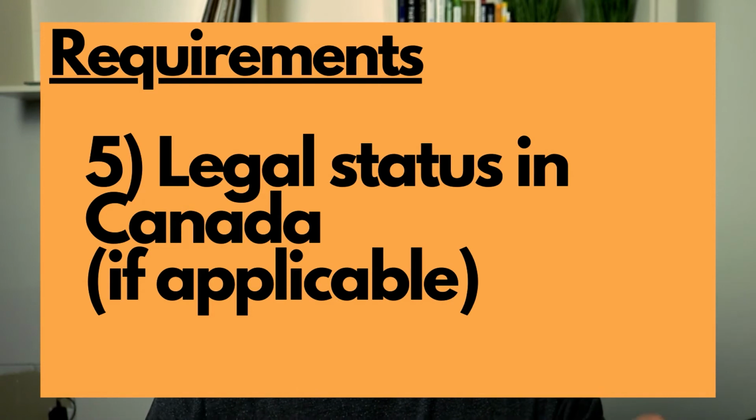The fifth requirement is that you must have a legal status in Canada. This requirement only applies to you if you are applying from within Canada. So if you're applying from outside of Canada, feel free to just skip ahead to the next chapter on the timeline. If you are applying from within Canada, you must have a legal status and maintain it until you receive your nomination. Legal status could be anything from a visitor record to study permit or work permit.